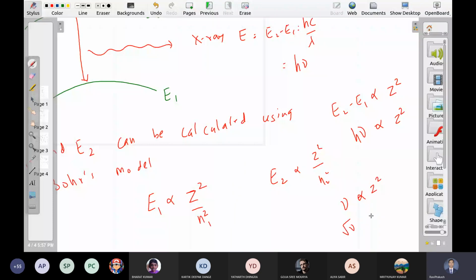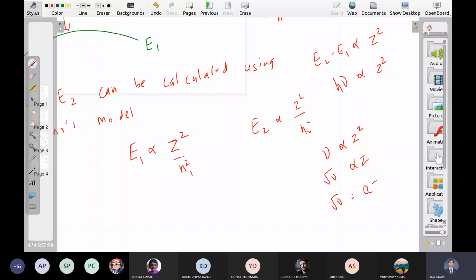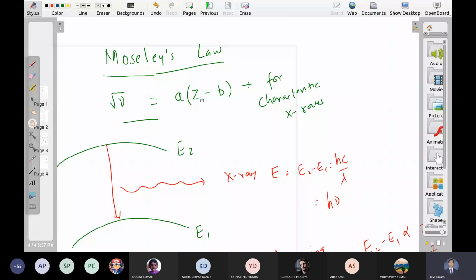Or I can say nu is proportional to Z square, or square root of nu is proportional to Z, or nu is equal to some constant times Z. This is what I should get. But according to Moseley, there is a slight modification here: Z minus some constant. In other words, the effective positive charge which is attracting the electron is less than the actual value.